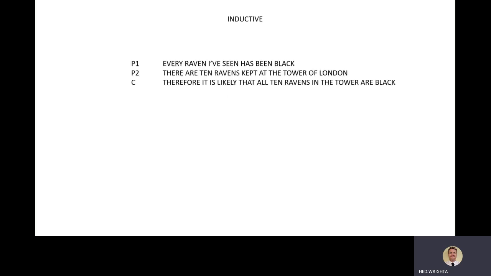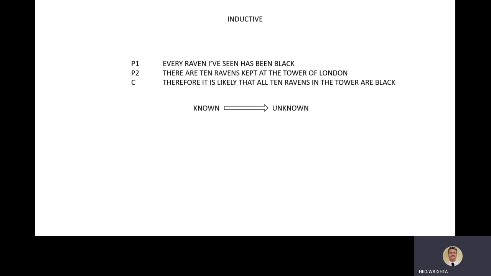So inductive arguments. Premise 1, every raven I've seen has been black. Premise 2, there are 10 ravens kept at the Tower of London. Conclusion, therefore it is likely that all 10 ravens in the tower are black. Now, you're going from the known to the unknown. I don't know whether the 10 ravens in the tower are black. I'm making an assumption. It is likely.